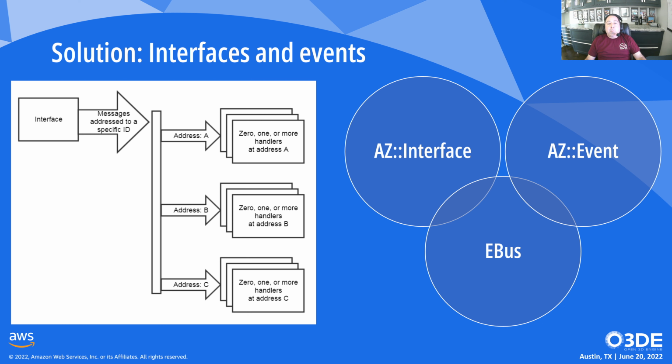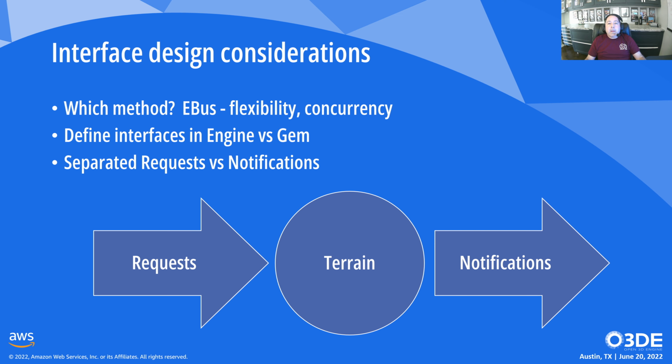O3DE provides multiple ways to define interfaces and event communication to keep a clean separation between systems: AZ Interface, AZ Event, and EBus. Each one of these different methods has a different set of strengths, but the set of them together provide a robust tool set for separating systems. There were a few big considerations that we needed to think about when designing the terrain interfaces. To build out the interfaces and events for the terrain system, we ultimately chose to use the EBus or event bus system because it gave us the concurrency support that we needed to build out a highly threaded system.